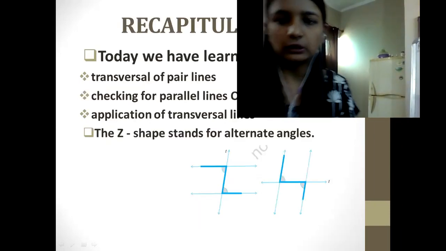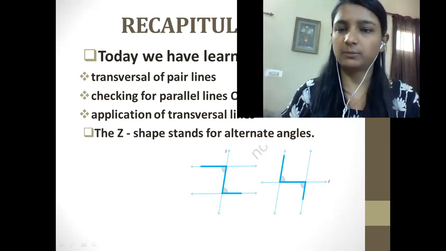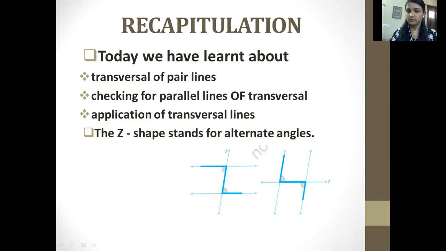Now we would be concluding our today's class. That is, today we have learned about the transversal of paired lines. Then we have learned how we could check the parallel lines of a transversal in various ways. Then we have done the application of transversal lines, how we can solve various types of questions with the help of this.